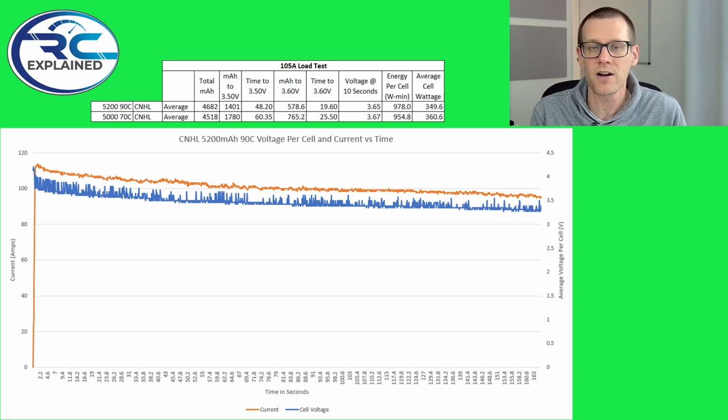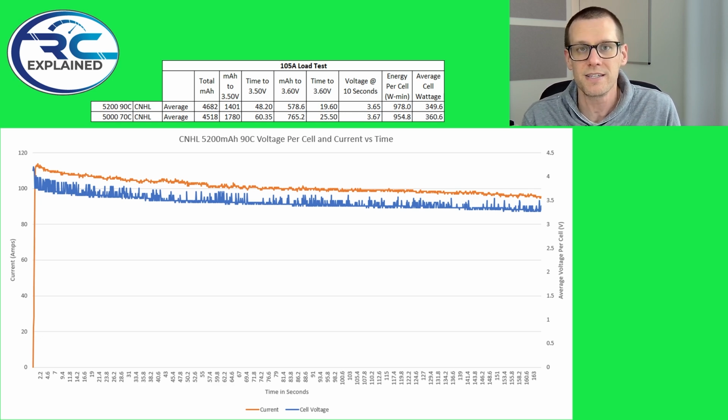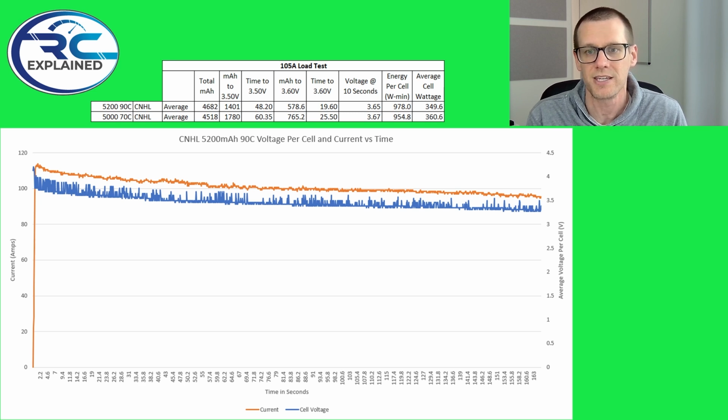Now, first I want to talk about this being potentially the very first time where we're comparing two battery packs of the same manufacturer that essentially fall in the same class. One battery being a 5200 90C and the other one being a 5070C rated battery. And the 70C rated is the G Plus and the 90C is the one that we are testing here today.